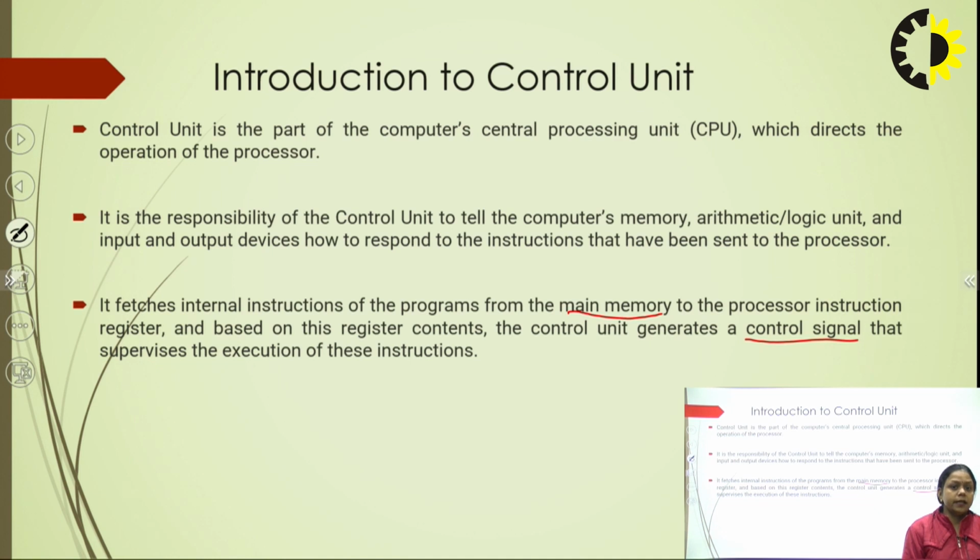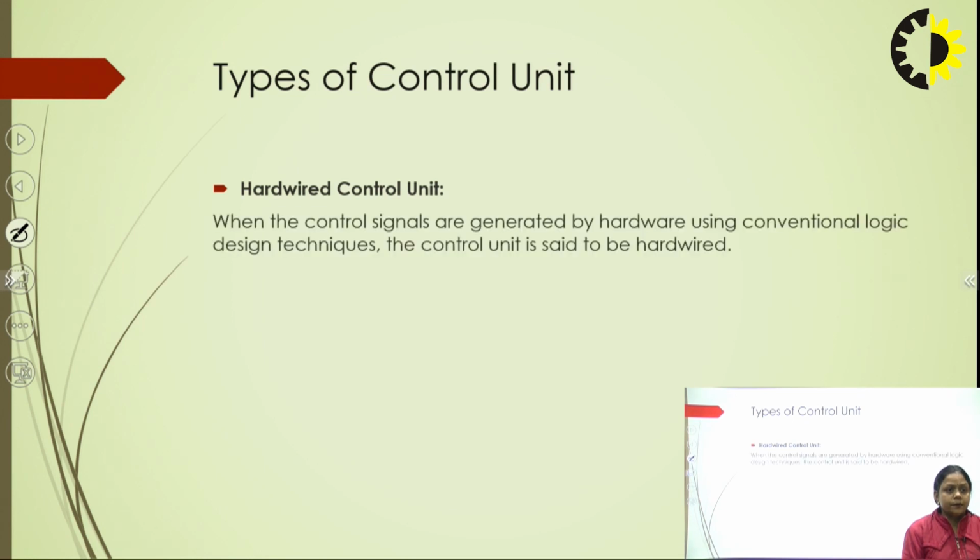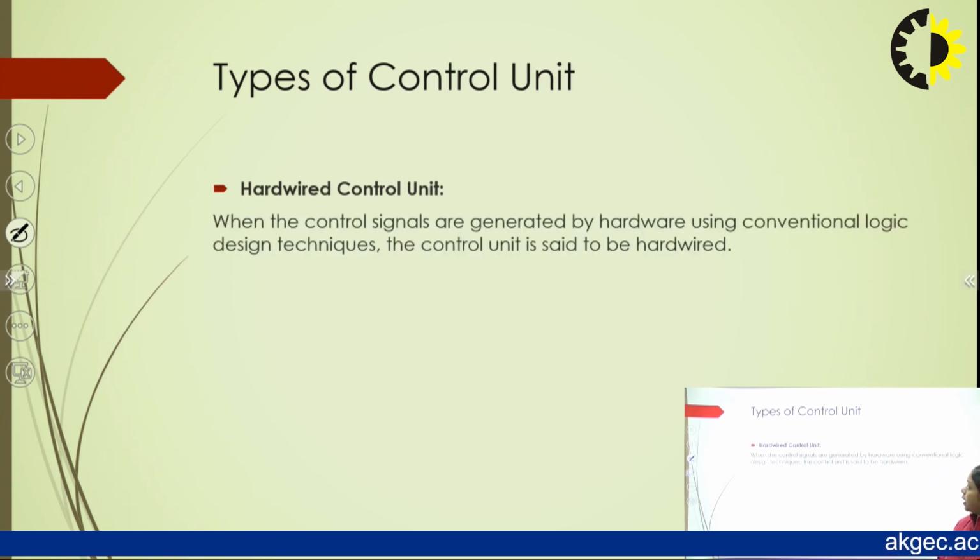Now in the next slide, types of control unit. First is the hardwired control unit. Hardwired means the control unit is implemented by different types of hardware like decoders, multiplexers and flip-flops. When the control signals are generated by hardware using conventional logic design techniques, the control unit is said to be hardwired. So with the help of hardware, we can generate control signals.